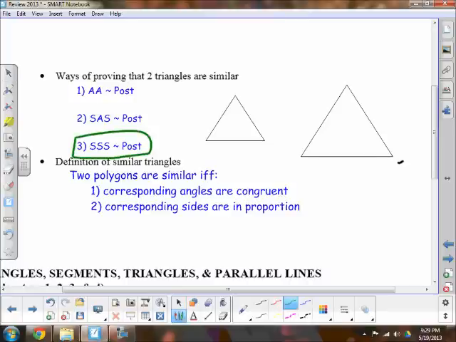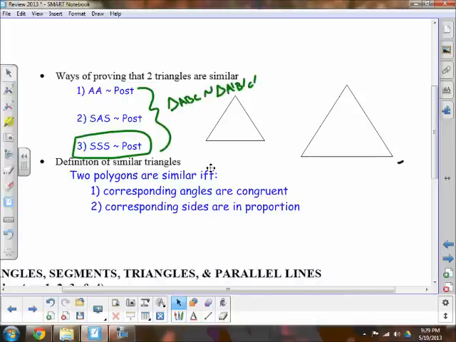The last way to prove triangles similar is the side-side-side postulate. That's if I have no angles, but I know that all three sets of sides are in proportion, I can conclude that the triangles are similar. So all three of these allow you to conclude that one triangle ABC is similar to another triangle, A prime, B prime, C prime.